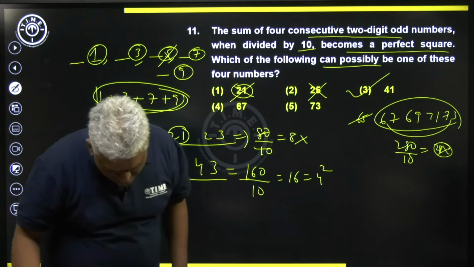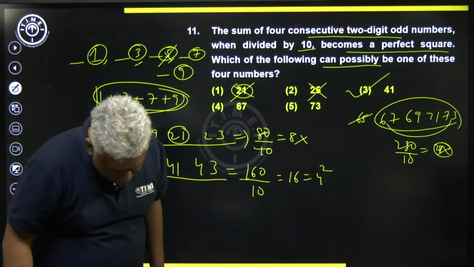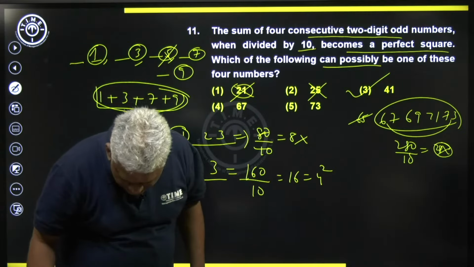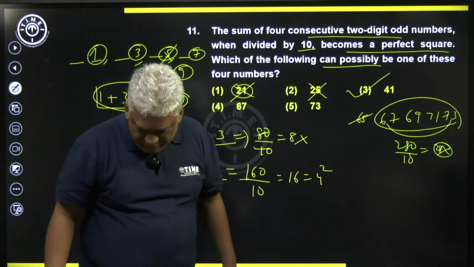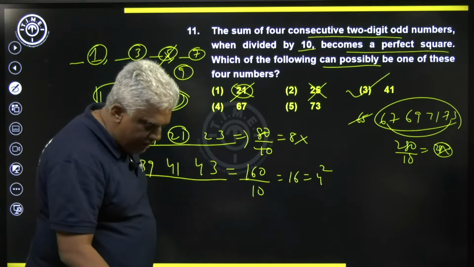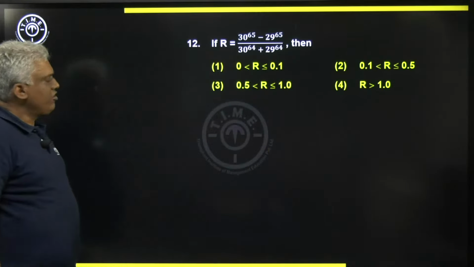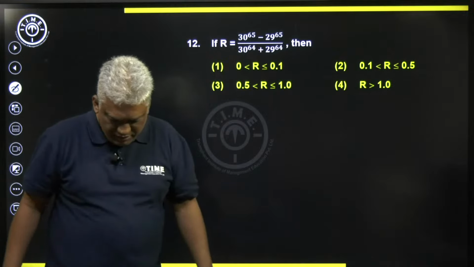Yeah, you're right: 37, 39, 41, 43. Correct. I hope this is clear to all of you, right? Okay, fine. Let's do the next one. Let's try this one. This is the last one, right?